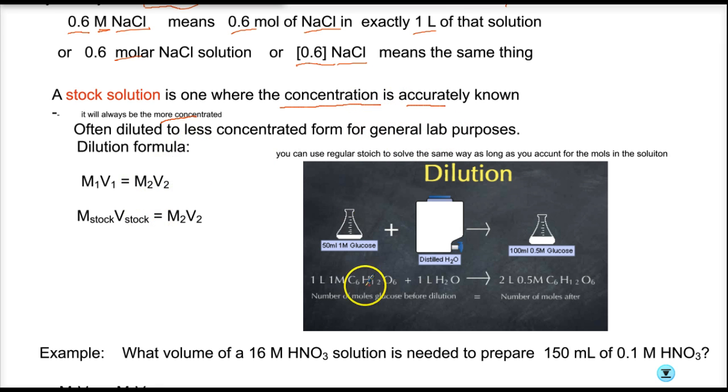So it looks like this. If we were to take 50 milliliters of a 1 molar glucose solution and add enough distilled water to make 100 milliliters, then we now have a 0.5 molar solution, because the 1 molar solution with 50 milliliters in it has the same number of actual glucose molecules, moles of glucose, as this one does. You didn't destroy it, you just added water to it.